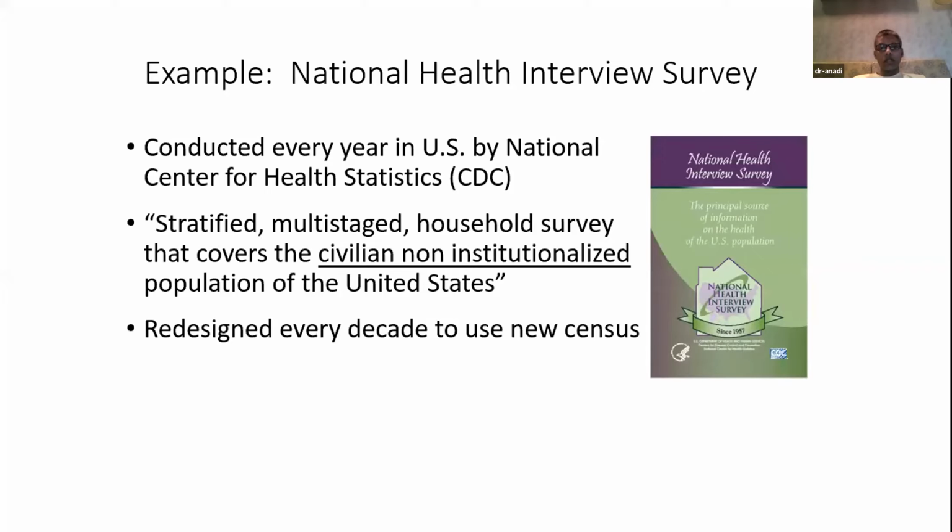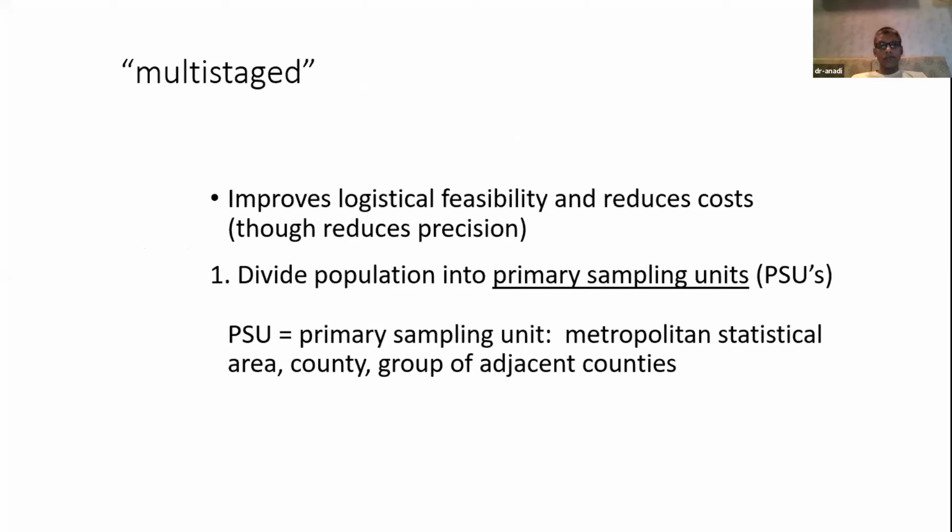It is a multi-stage household survey that covers the civilian non-institutionalized population of the United States, and it is designed every decade to use new sensors. That can also be multi-staged. How is it multi-staged? It improves logistical feasibility and reduces cost, but reduces precision. The whole country can be divided into several primary sampling units. A primary sampling unit is nothing but a metropolitan statistical area, which may be a county or a group of adjacent counties.